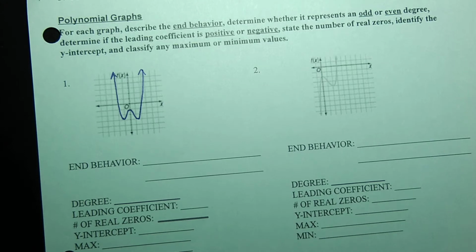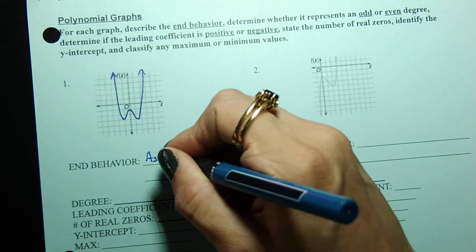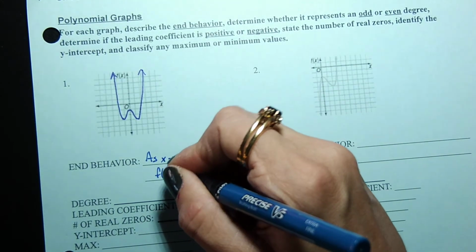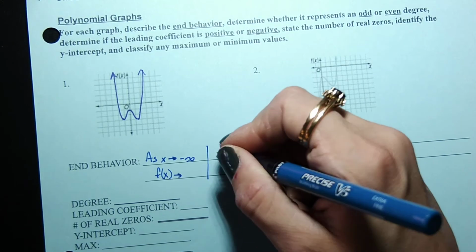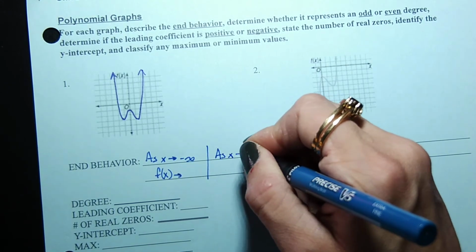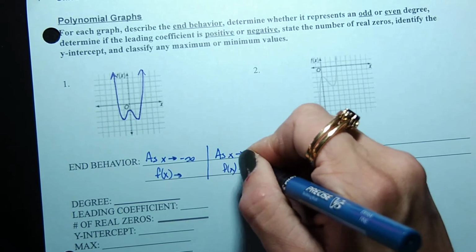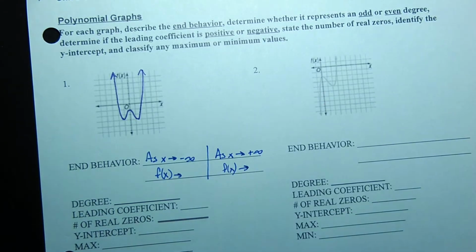All right, folks. As x goes towards negative infinity, f of x is approaching something. And as x goes towards positive infinity, f of x is approaching something. Folks, what are both sides of the end behavior approaching?